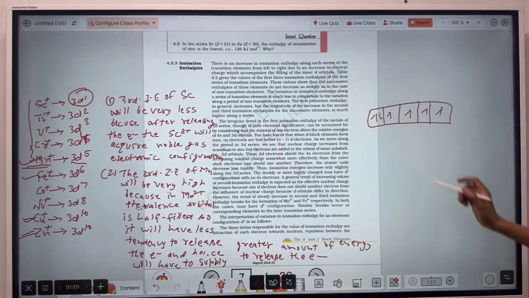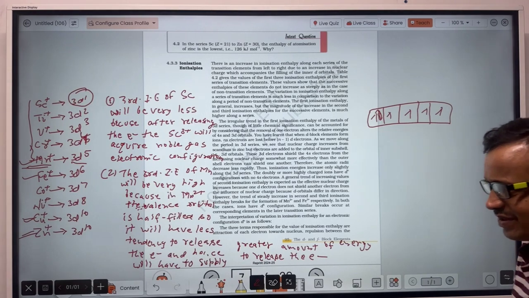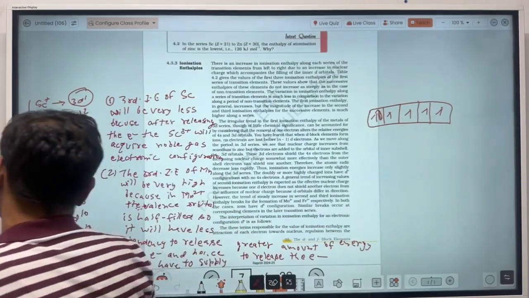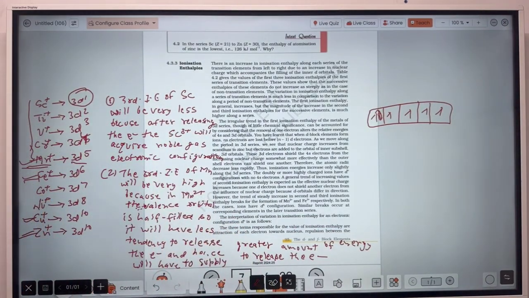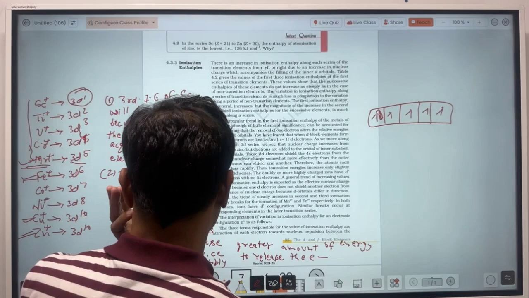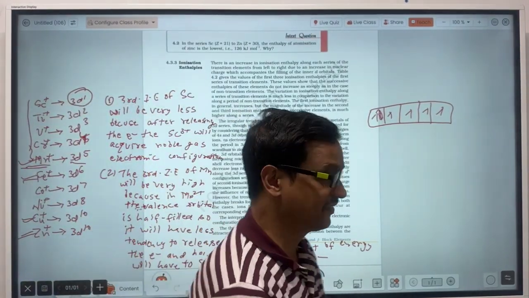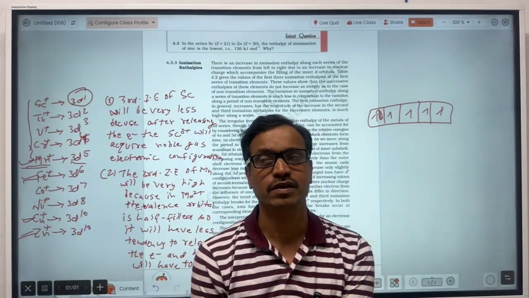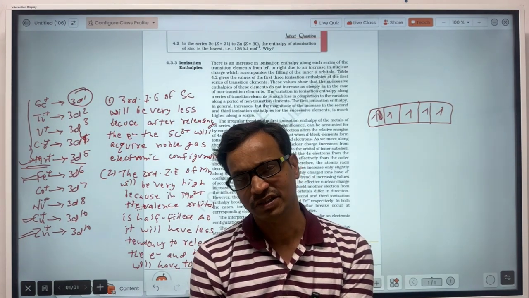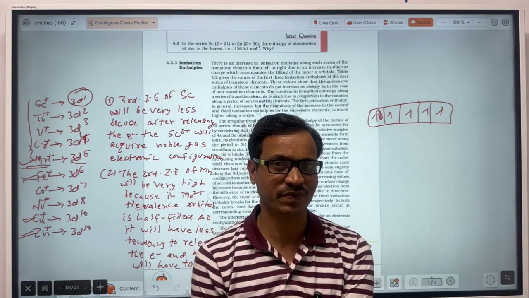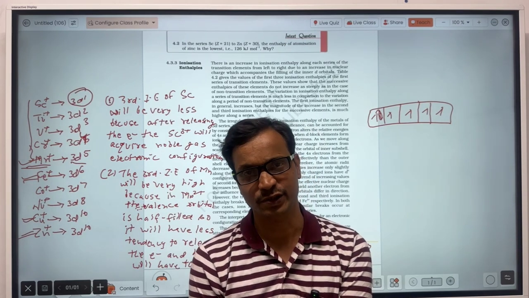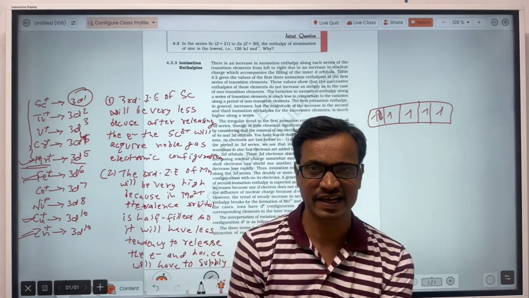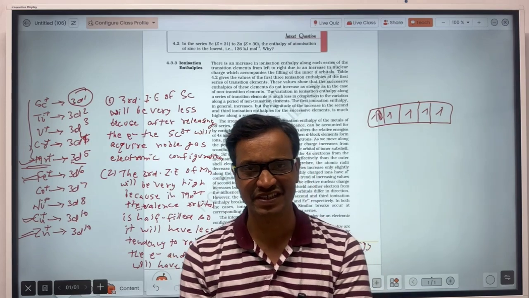So if Fe2+ releases this electron, then it will have a half-filled d orbital, which will provide extra stability to the ion. So that's why the third ionization enthalpy of iron will be less than expected, because after releasing the third electron, the Fe3+ will acquire a half-filled d orbital, which will provide extra stability to the Fe3+.